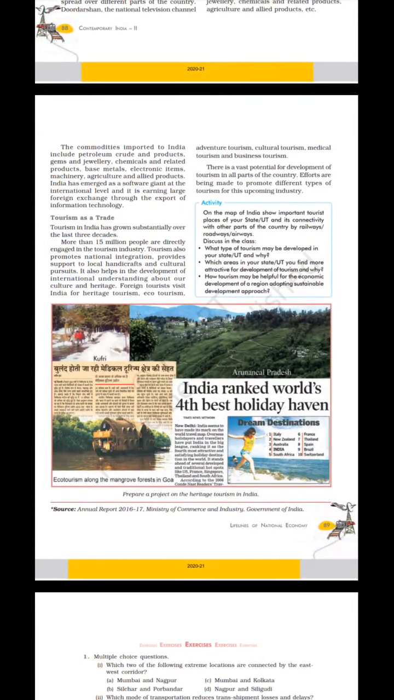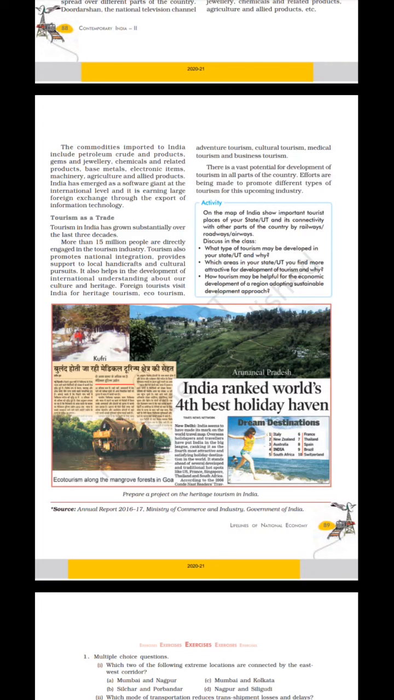Take a look at this image. Prepare a project on the heritage tourism in India. Ecotourism along the mangrove forests in Goa. India ranked world's fourth best holiday haven. Dream destinations: Italy, New Zealand, Australia, India, South Africa, France, Thailand, Spain, Brazil, Switzerland.